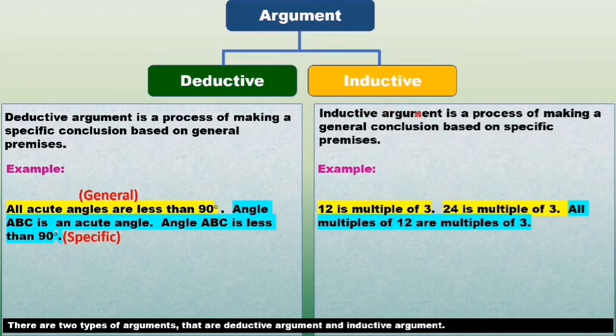Whereas inductive argument is a process of making a general conclusion based on specific premises. For example, 12 is a multiple of 3. 24 is a multiple of 3. All multiples of 12 are multiples of 3. So here, 12 is a multiple of 3 and 24 is a multiple of 3 are specific statements. All multiples of 12 are multiples of 3 is a general statement.